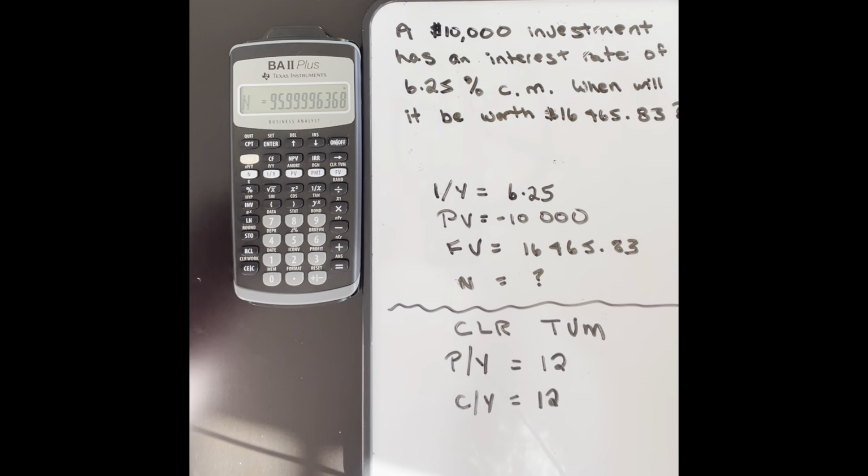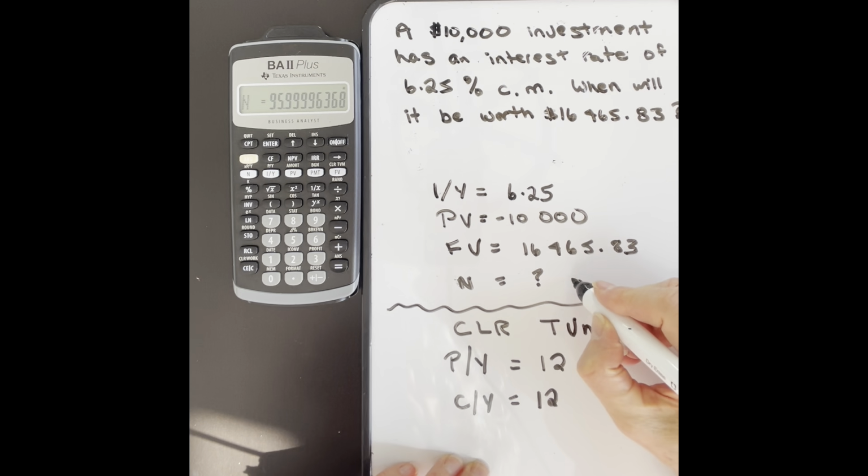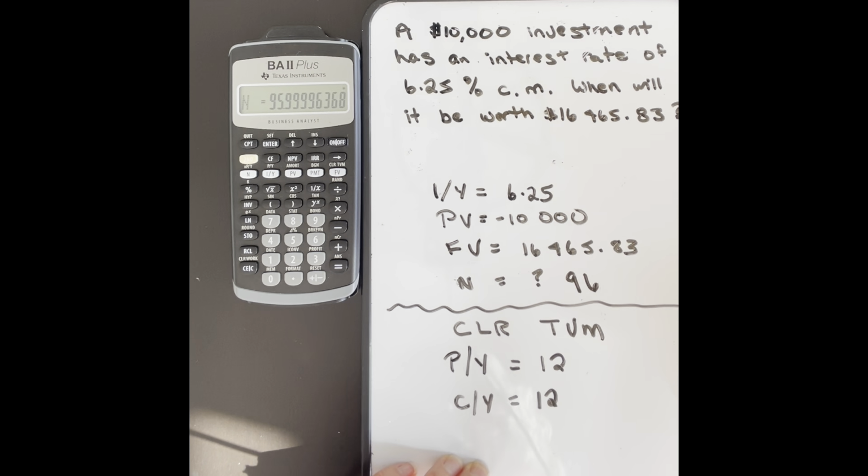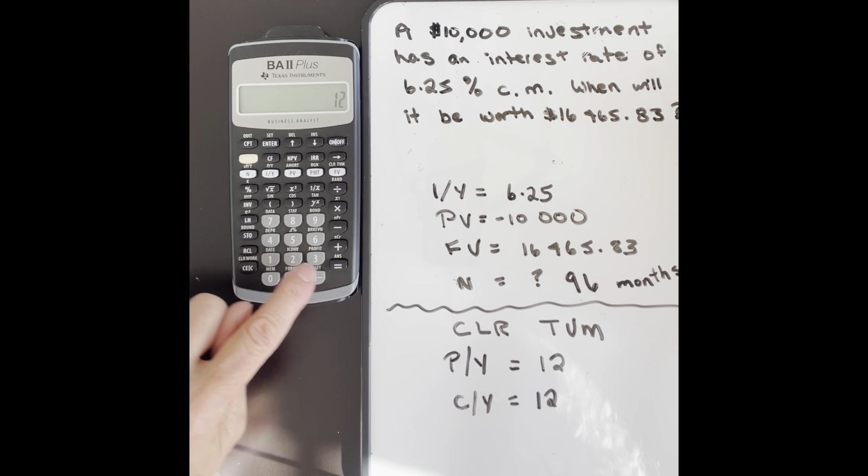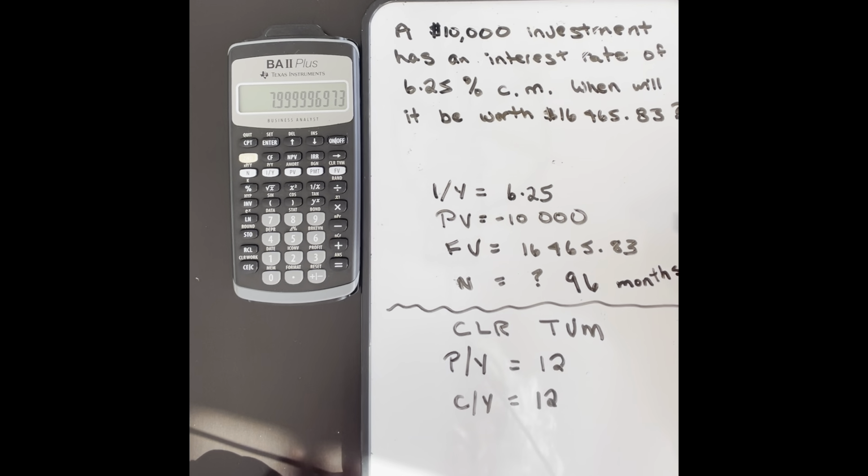That rounds off to 96. That represents the number of compound periods. Because it's compounded monthly, that would represent 96 months. And if we want to know how many years, we simply take that and divide by 12. So 8 years.